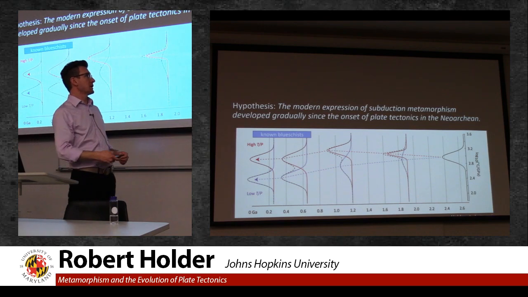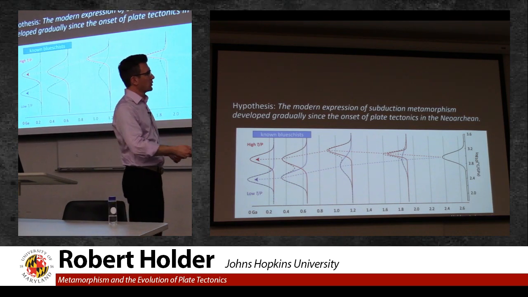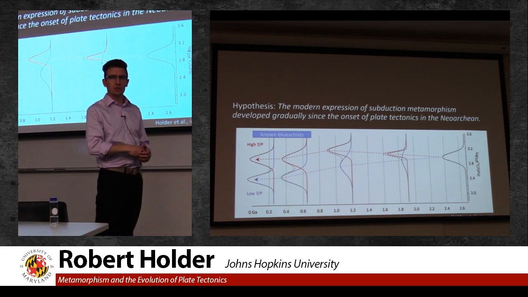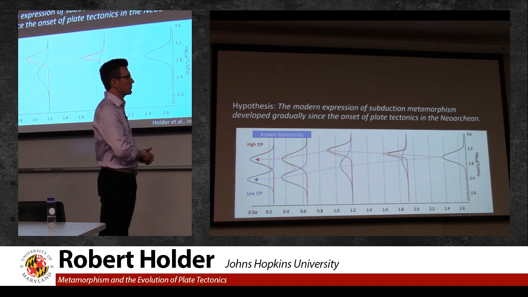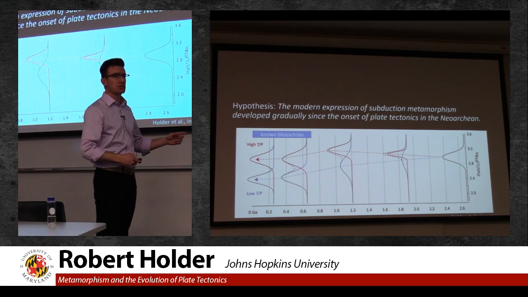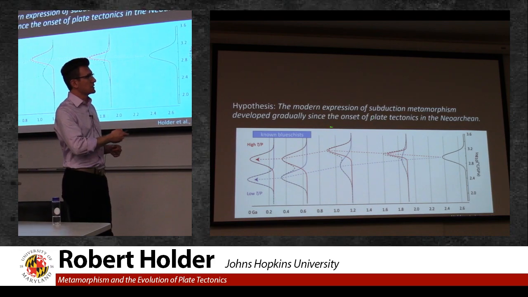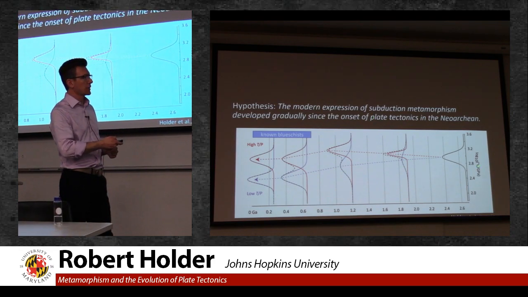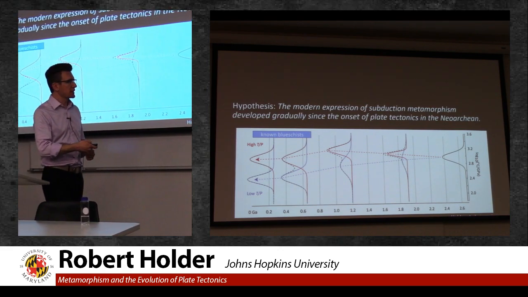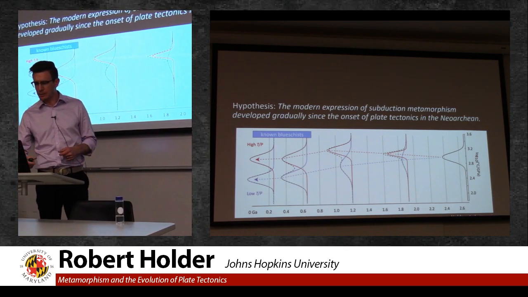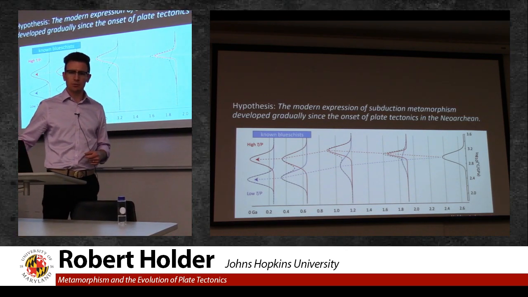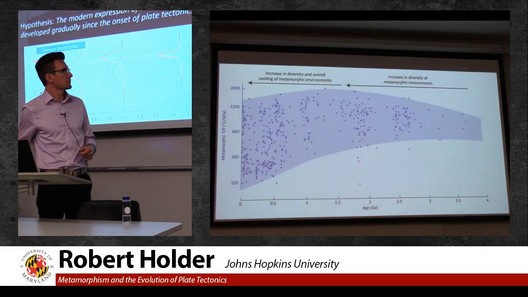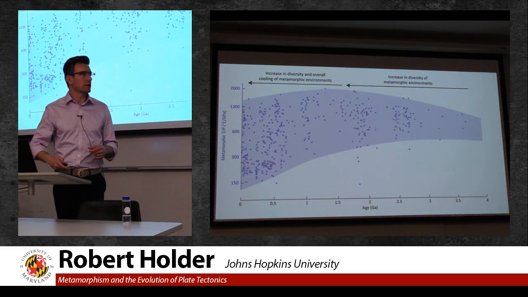And so from that, we might suggest an alternative hypothesis. We might say that the modern expression of subduction metamorphism, that is blue schist facies metamorphism, is something that developed gradually since the onset of plate tectonics sometime in the Neoarchaean. So plate tectonics began, and it evolved continuously through time to what we see today. So plate tectonics may have operated, but maybe it didn't look the same. Maybe its expression in the rock record has changed. This is just another way to look at the data.